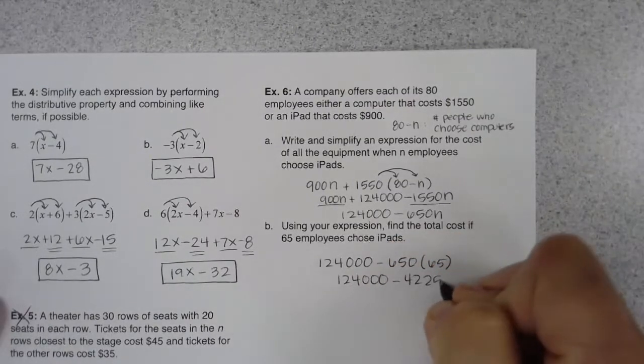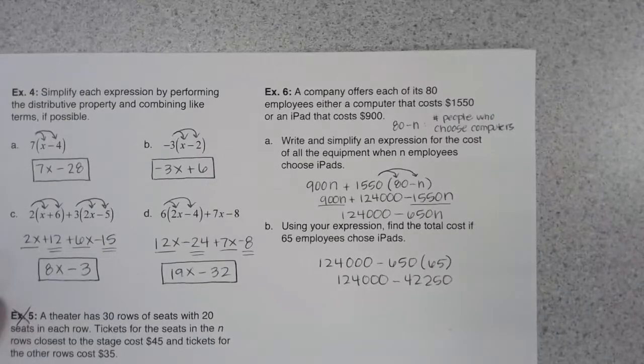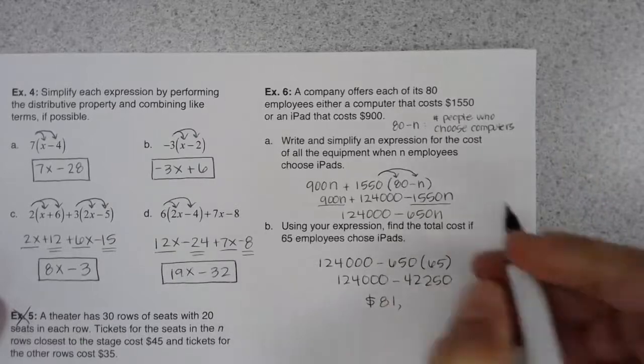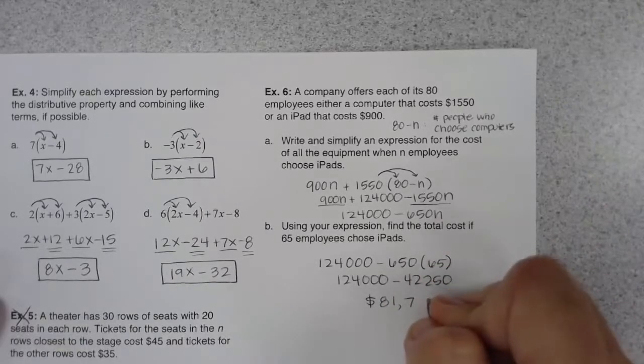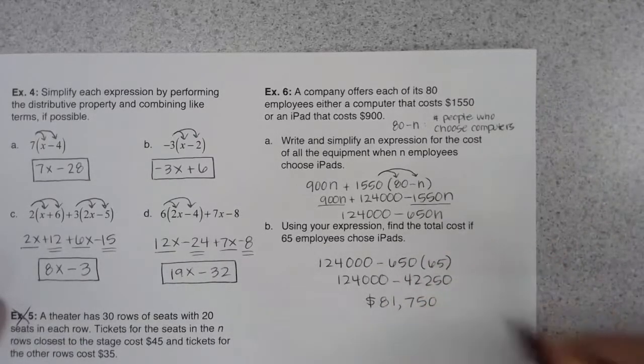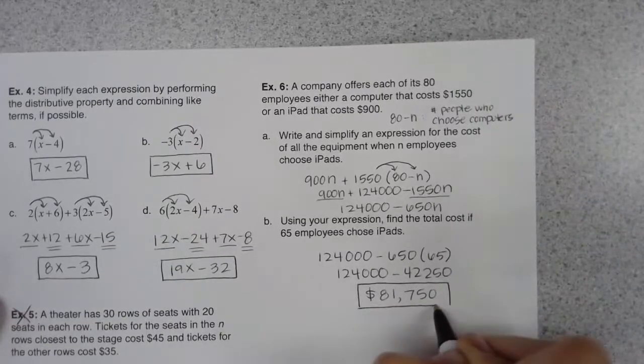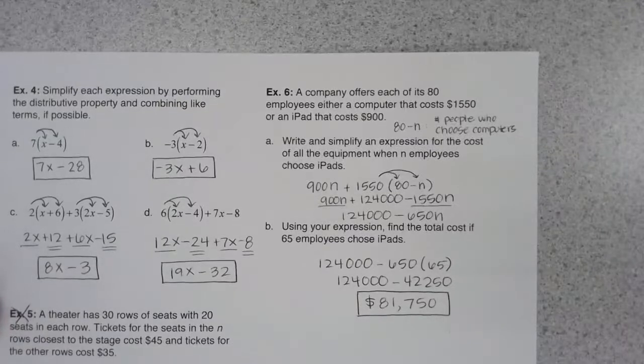When I do the multiplication here, I get that value, and then when I perform the subtraction, the answer to the question is their difference. So if 65 employees chose iPads, and if the remaining 15 employees chose computers, this company with 80 people would be spending that much in terms of purchasing technology for their employees.